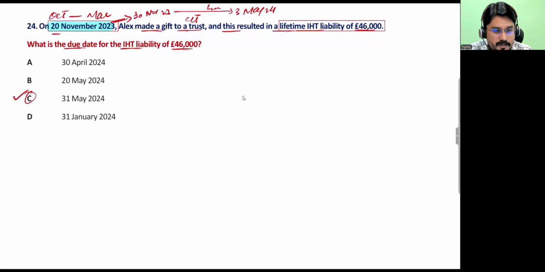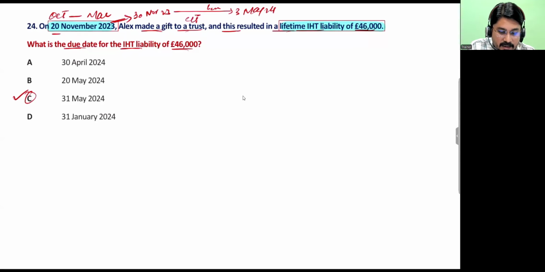Is everyone clear on this, please? Perfect. It's not about death IHT.